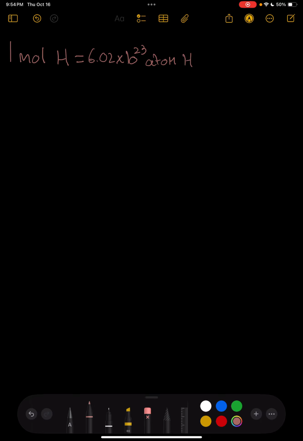So whenever we are talking about a mole, it doesn't matter if it's hydrogen, it doesn't matter if it's oxygen, it doesn't matter if it's anything. When there's 1 mole of that, there's always 6.02 times 10 to the 23 amount of that. And I'll get into why that's important in a second.